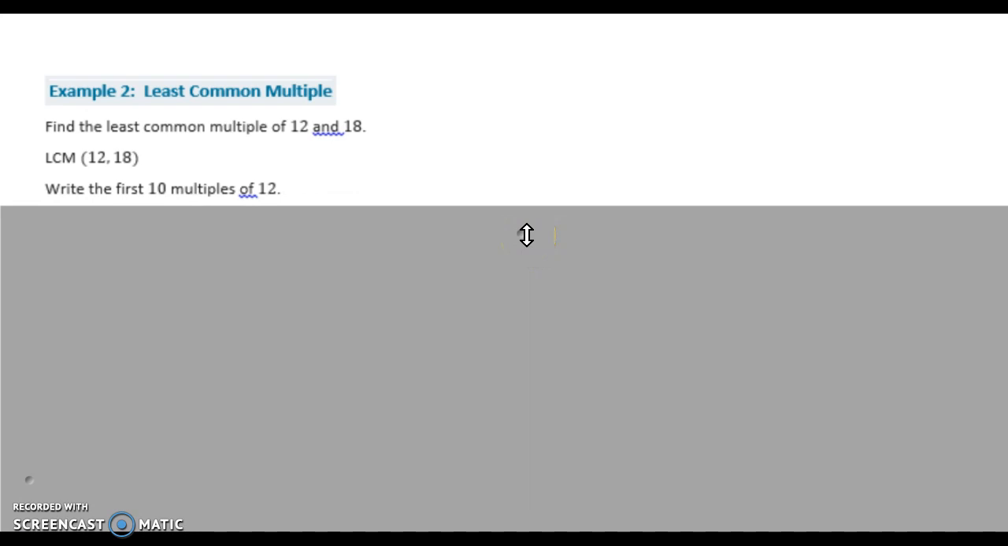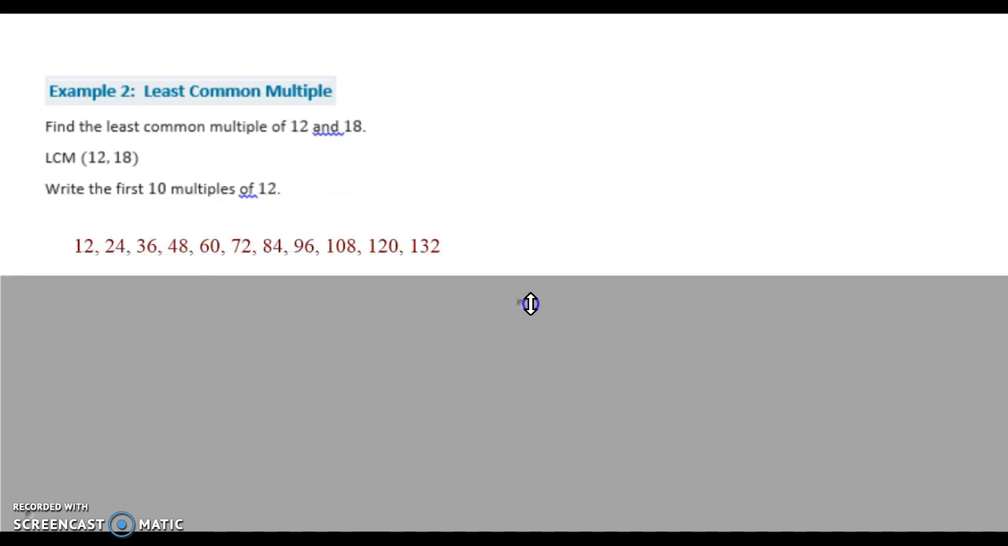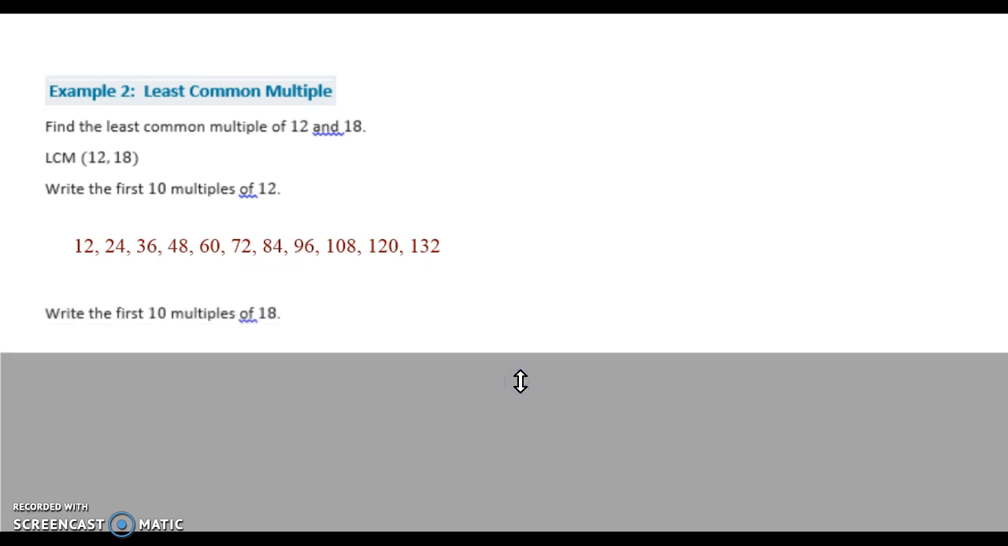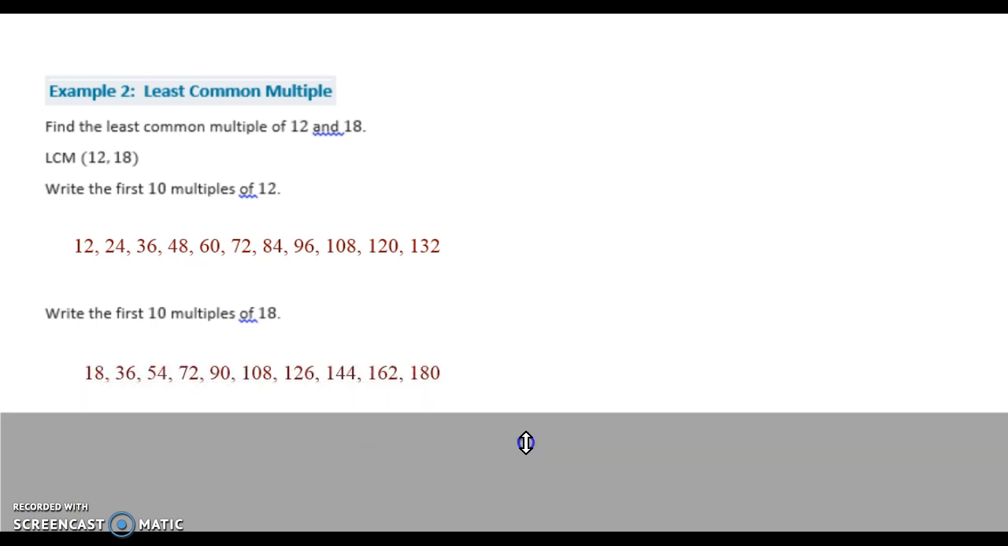Okay, so if I listed out the first 10 multiples of 12, I would have gotten the following: 12, 24, 36, 48, 60, 72, 84, 96, 108, 120, 132. Now this isn't all the multiples of 12, it's just the first 10 multiples of 12. So we're going to do the same thing for the first 10 multiples of 18. Go ahead and pause the video and list out the first 10 multiples of 18. Okay, so the first 10 multiples of 18 are 18, 36, 54, 72, 90, 108, 126, 144, 162, and 180.